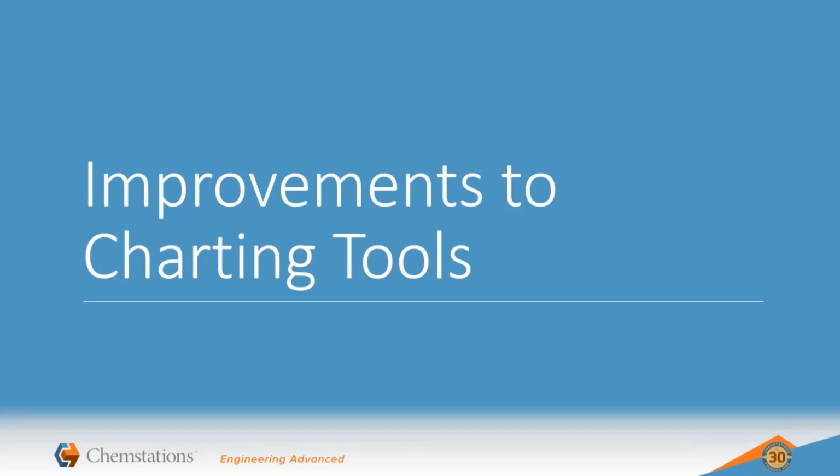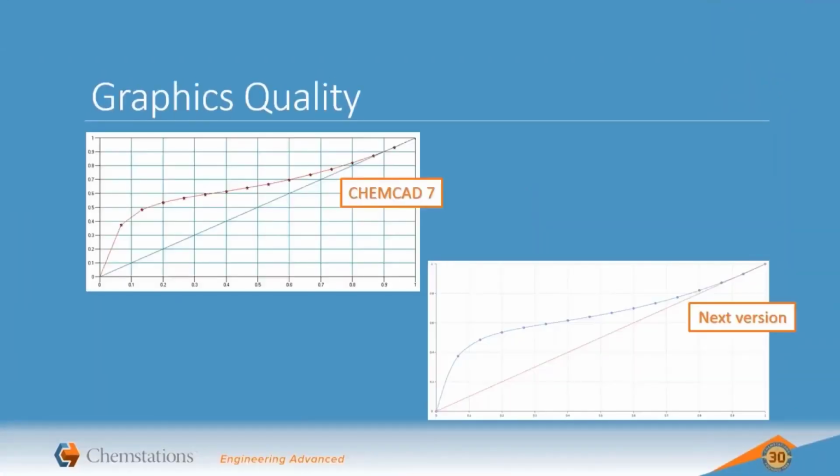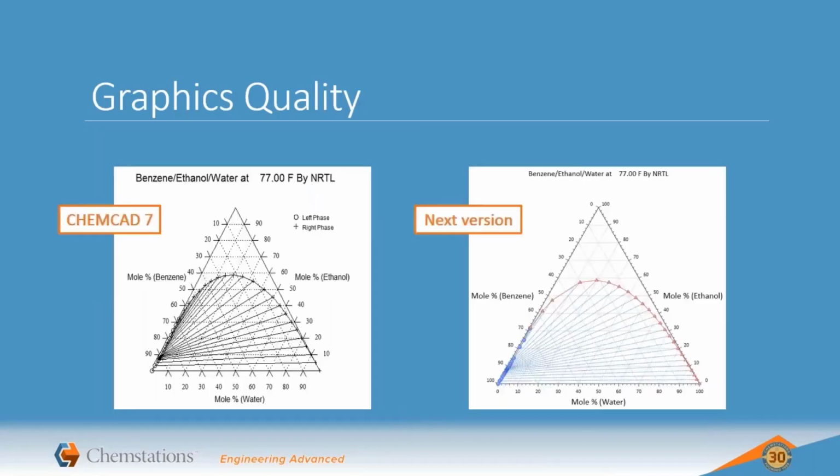And now I'll do a quick run-through of the improvements to the charting tools in ChemCAD. Compared to previous versions, the new chart engine generates smoother and neater graphics. Here we have an XY chart in ChemCAD 7 on the left, and the equivalent chart in the next version of ChemCAD on the right. And likewise, we see a vast improvement when comparing the drawing of a ternary chart.